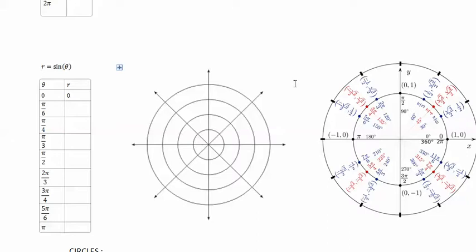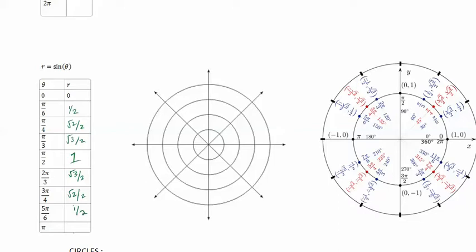Let's look at sine theta. So I broke this up into more pieces so we could see it more clearly. So let's fill in our theta and look at what we get for r. So plug in 0 for theta, we get r equals 0 based on our unit circle over here. If we plugged in something like pi over 6, we get 1 half. If we plug in pi over 4, we get root 2 over 2. Pi over 3, we get root 3 over 2. Pi over 2, we get 1. 2 pi over 3, we are at positive root 3 over 2 still, then positive root 2 over 2, then positive 1 half.